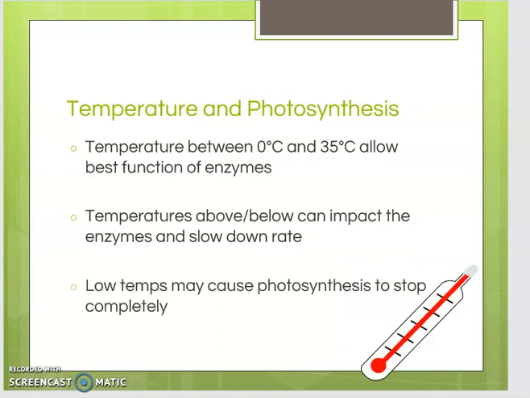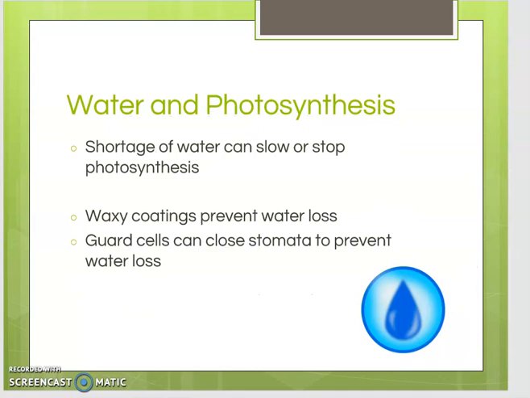For temperature, temperature just helps with the function of different enzymes. So there will be an optimal range, and then above and below that will impact the rate of photosynthesis. When we look at water again, we can look at how a shortage of water can slow or stop photosynthesis, and so this is why it's important for the guard cells to control if the stomata are open or closed.